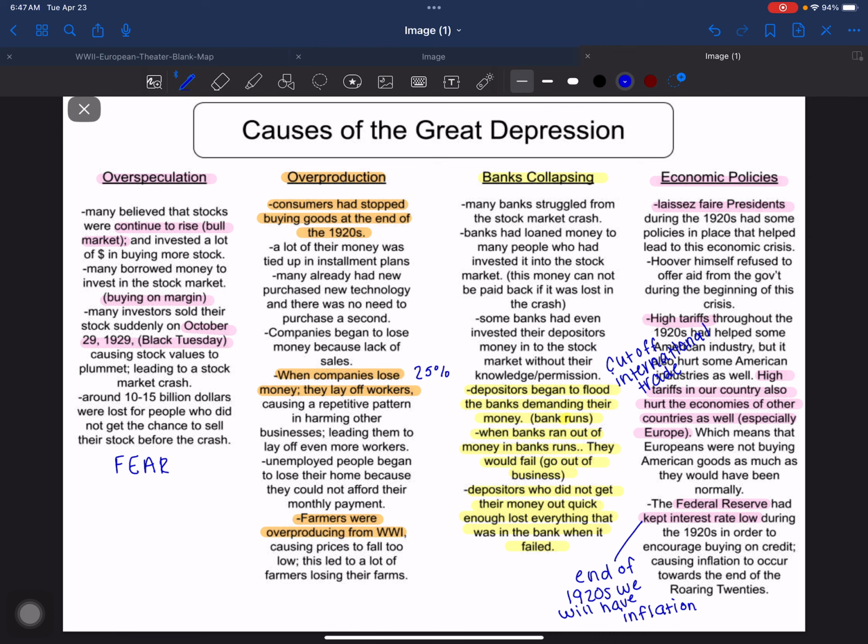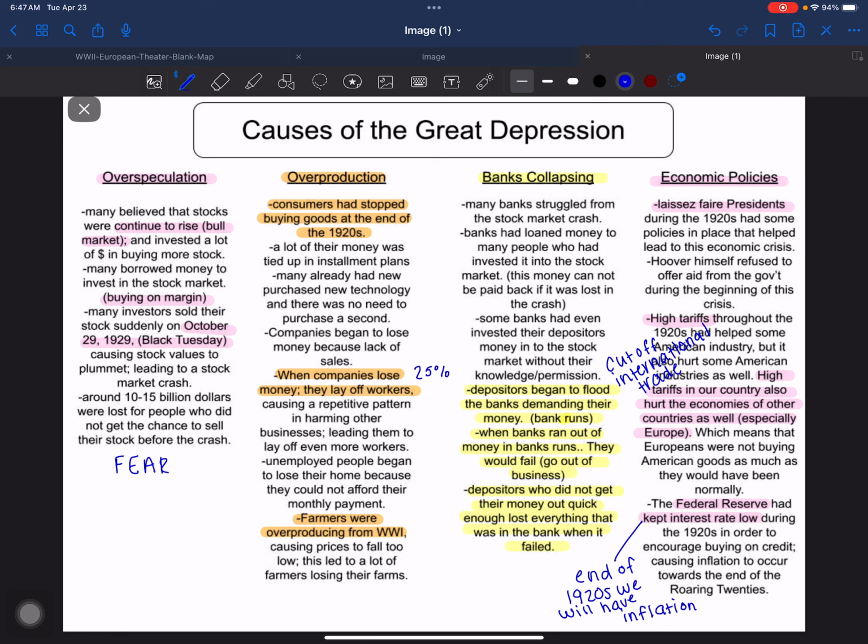So inflation we're going to see towards the end of the 1920s, early 1930s with this Great Depression, that prices are going to be high, and it's because of inflation, but people don't have the money to pay it.